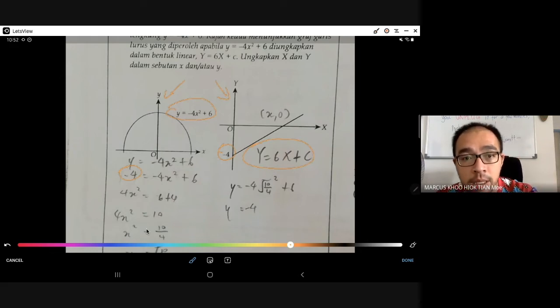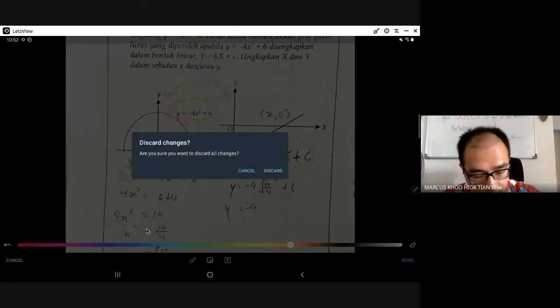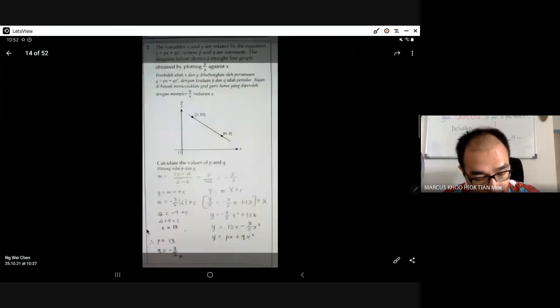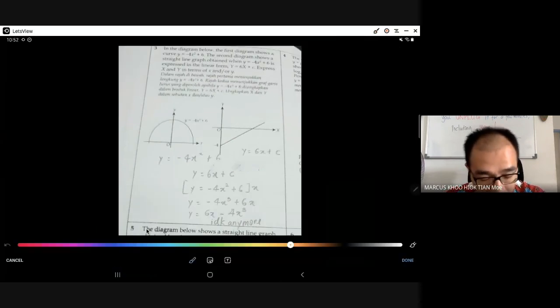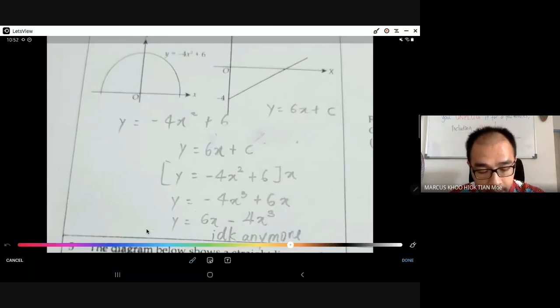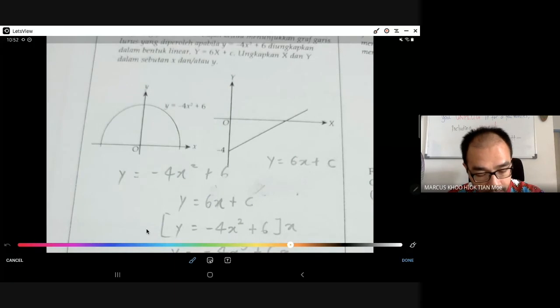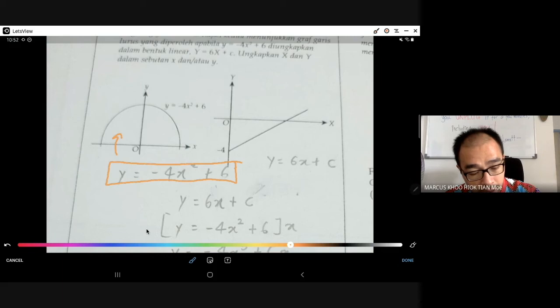Okay, and that's why if you notice the number 3 question, I purposely asked the people who are a little bit stronger to try to answer this. It's a bit hard, but let's see how it goes. Let's take a look at Simbari's one. Simbari, I just say I don't know already. So what Simbari did was she wrote down y equals to negative 4x squared plus 6 here, and then she wrote y equals to 6x plus c for this one.